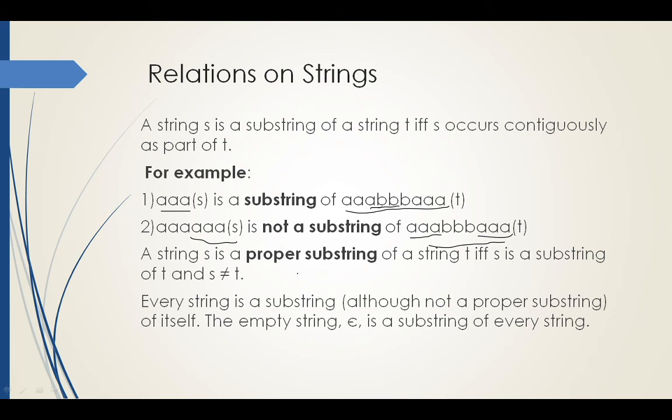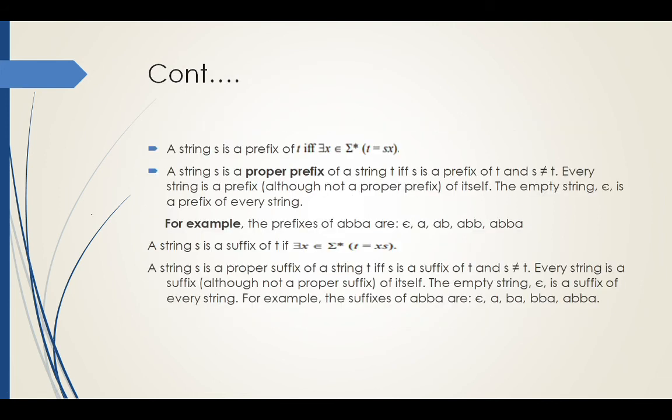A string S is a proper substring of a string T if and only if S is a substring of T and S is not equal to T. So here you are finding the substring, not the whole string. So S should contain a part of T, not exactly the string which defines T. So every string is a substring of itself by default. The empty string epsilon is a substring of every string. So every string is followed by an empty string.